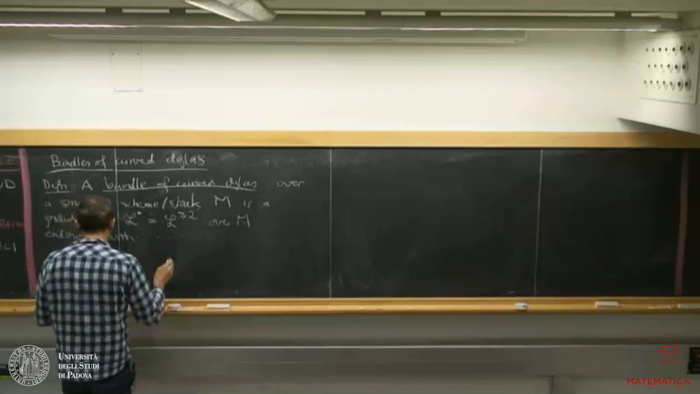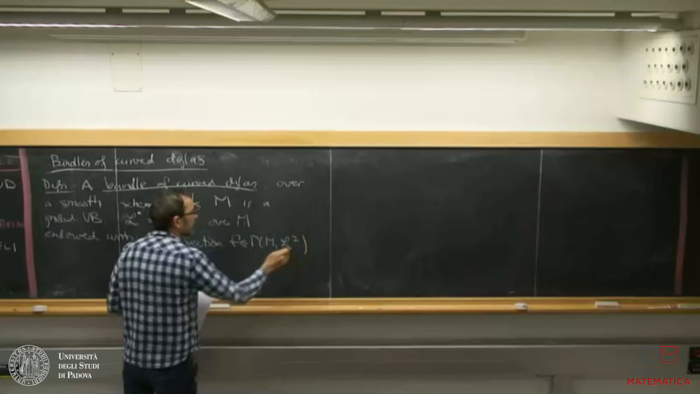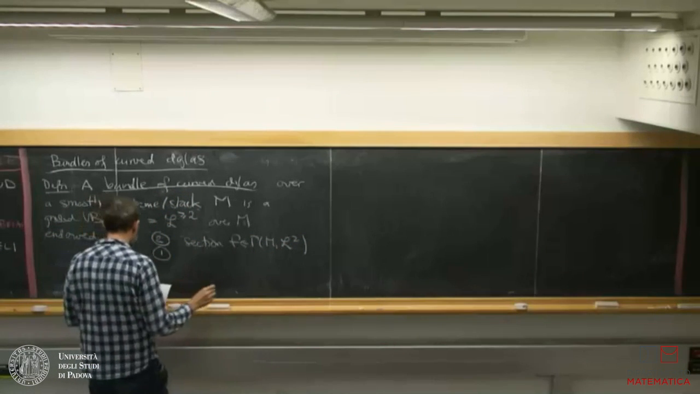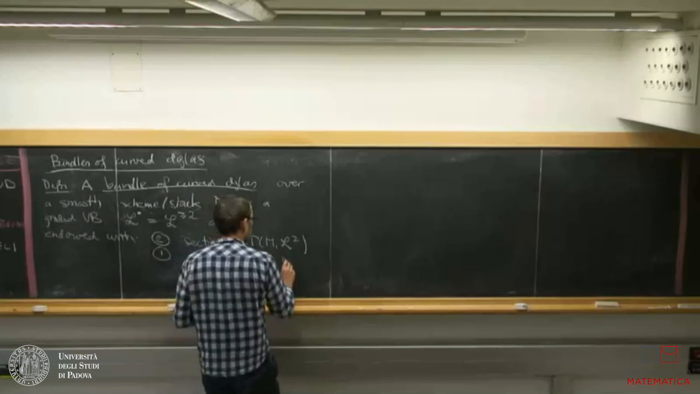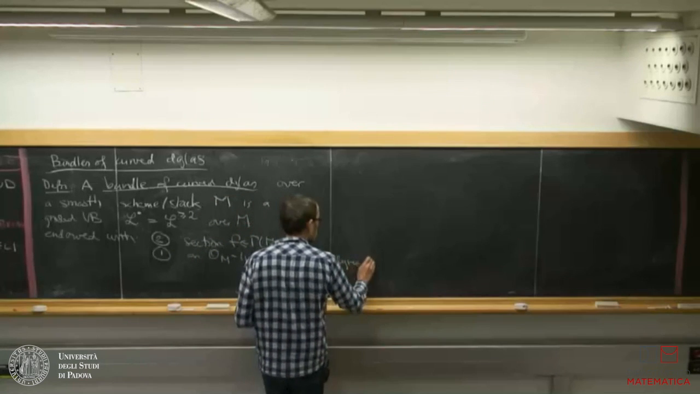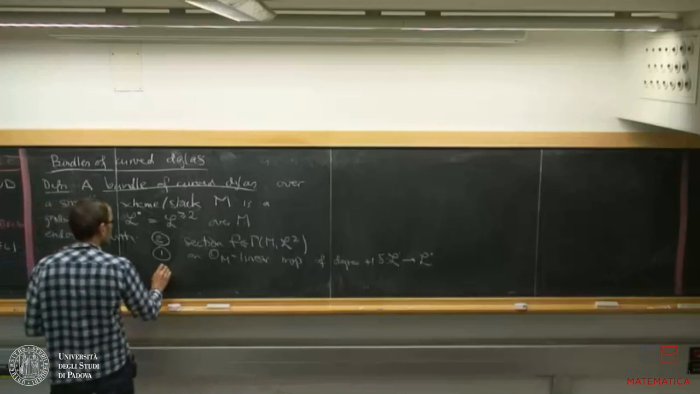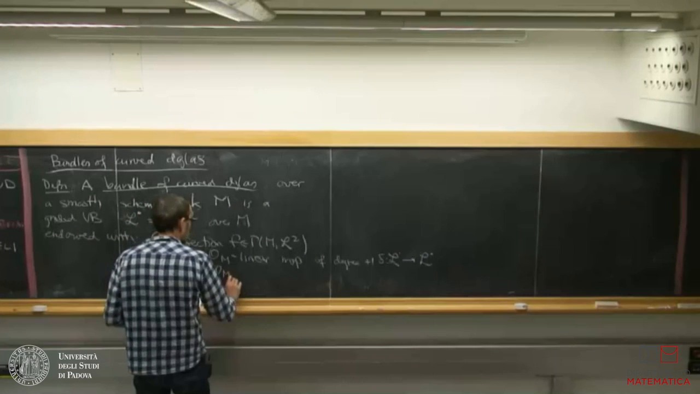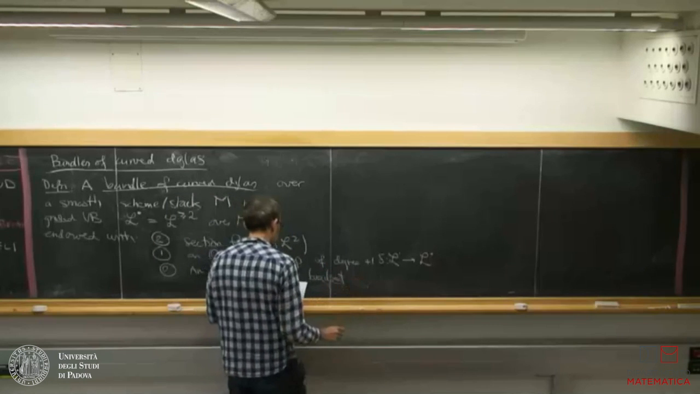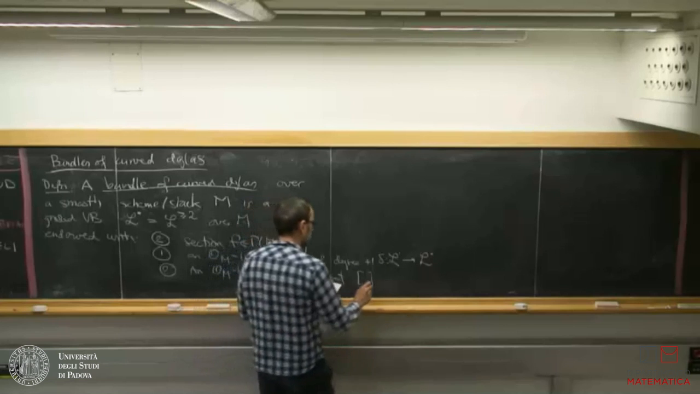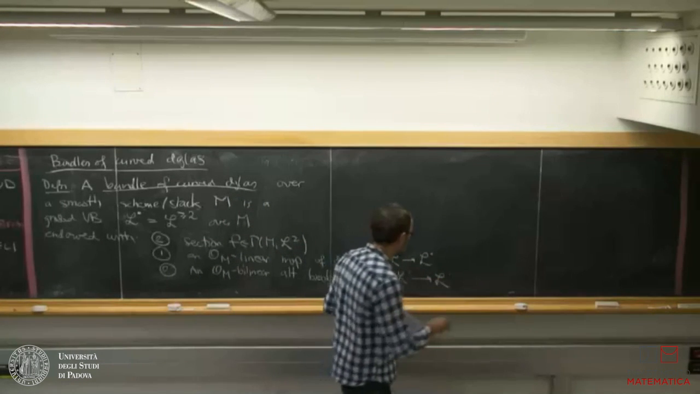So there's, first of all, a section of the second vector bundle, which is really the first one. Then everything is O_M linear: an O_M linear map of degree plus one, called delta, from L to L, and then an O_M bilinear alternating bracket, which is of degree 0, it doesn't change degrees. So if I have an input of degree p and another input of degree q, the output is of degree p plus q.